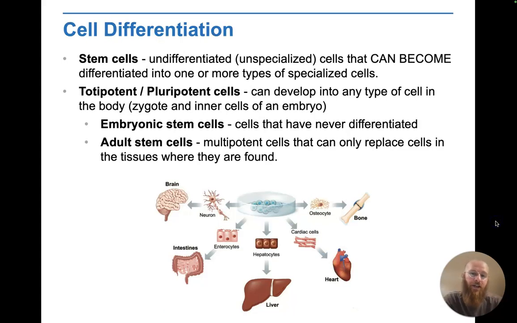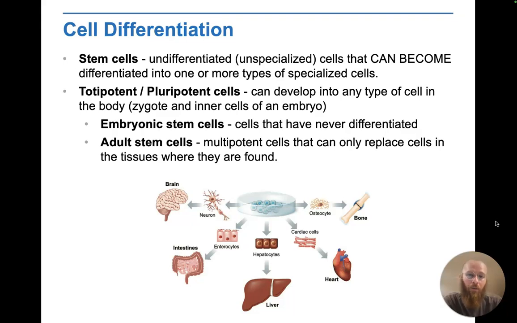So with cell differentiation, we want to make sure that we break down some good terms to know. The main one is the one that you see right at the top. Differentiation involves stem cells, right? So all differentiation is going to stem from these initial stem cells. Stem cells are just those unspecialized cells that have the ability to become differentiated into any type of cell in the body. So they're kind of like blank slates that can become anything we need them to become.